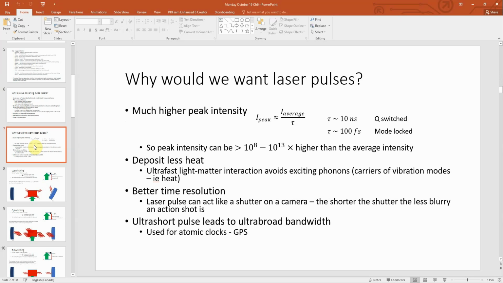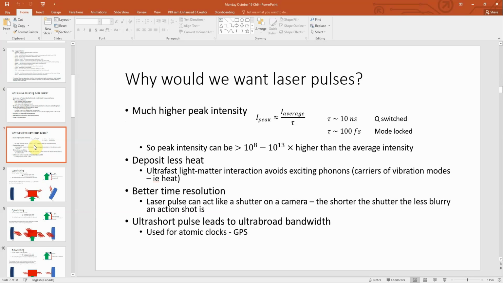For a Q-switched laser, this is typically on the order of 10 nanoseconds or so. And for a mode-locked laser, this is on the order of 100 femtoseconds, although you can actually get mode-locked lasers below 10 femtoseconds nowadays fairly routinely. So that means that the peak intensity can be much, much higher than the average intensity. If you think about it, the power is going to be your intensity times area, or power divided by area is the intensity.